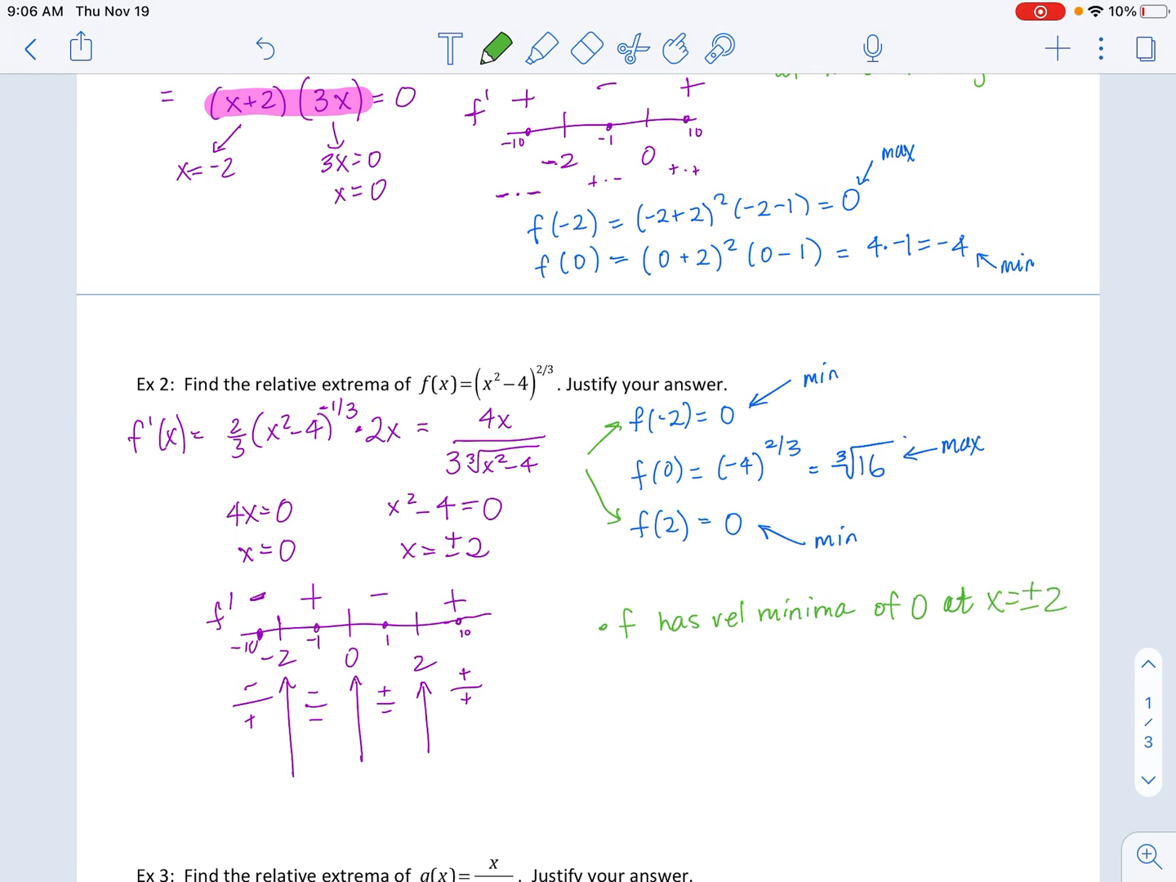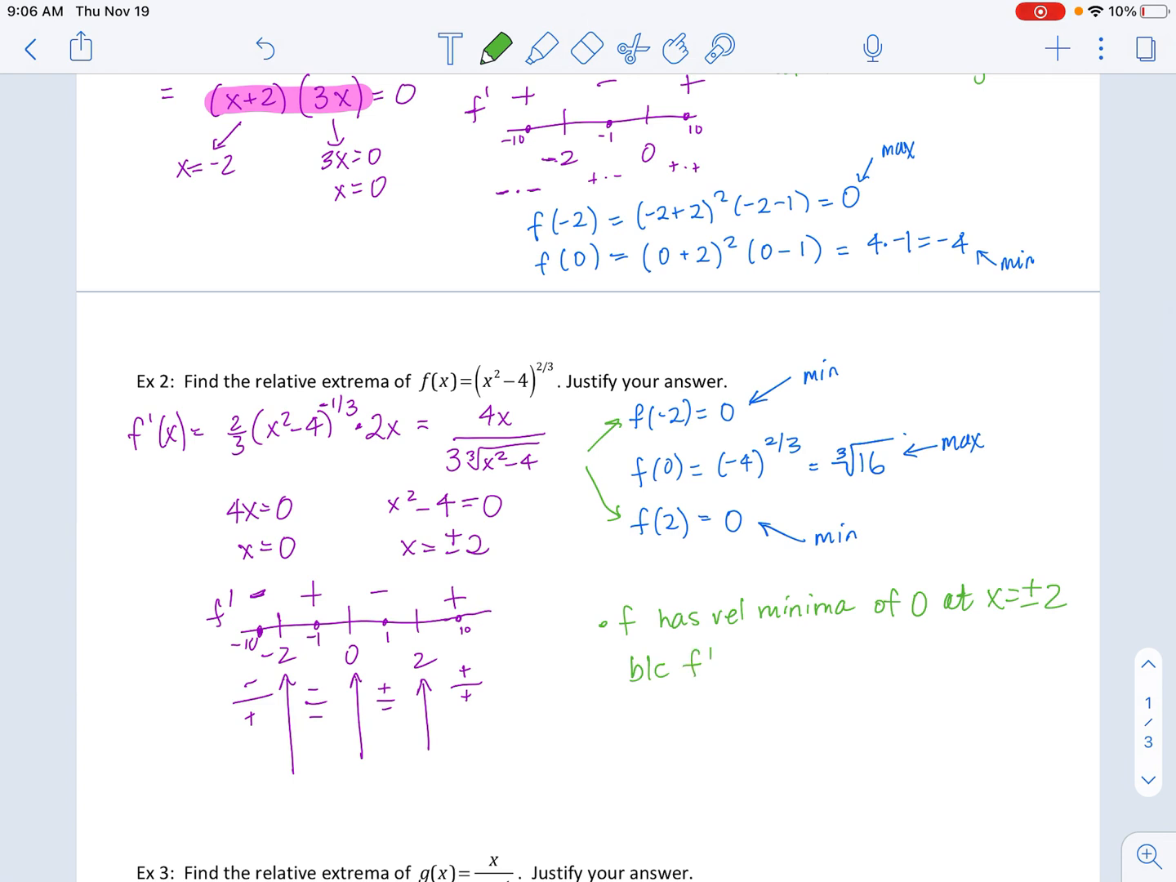I can group them together because f prime goes from minus to plus. And then the other one I can say f has a relative maximum of cube root of 16 at x equals 0 because f prime goes from plus to minus.